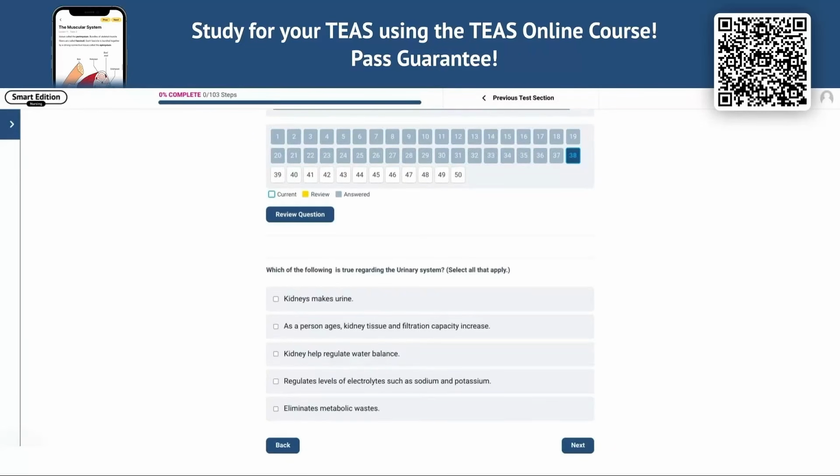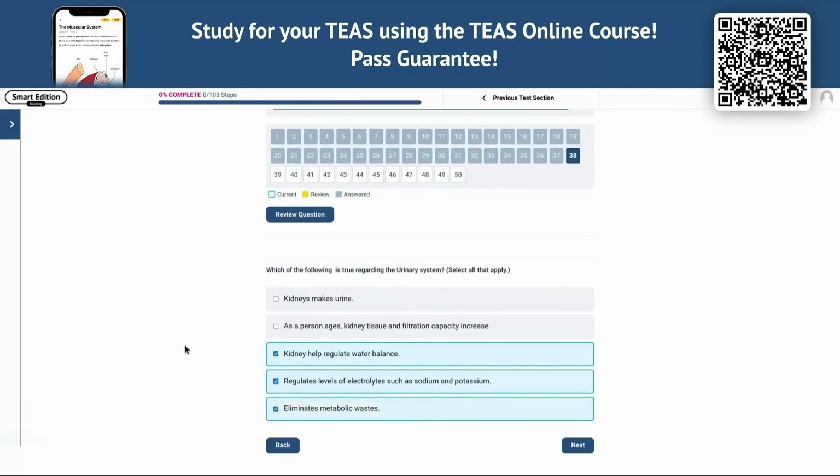You won't see too many of them, just a few. Okay, so for this particular answer, the correct answers here are: kidneys help regulate water balance. Yes. They regulate levels of electrolytes such as sodium and potassium. Also, yes. And they eliminate metabolic waste. What is not true? Kidneys do not make urine.